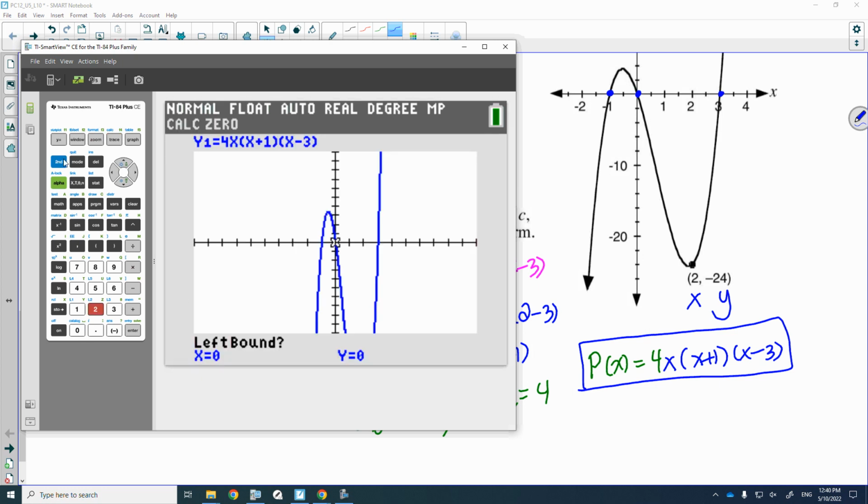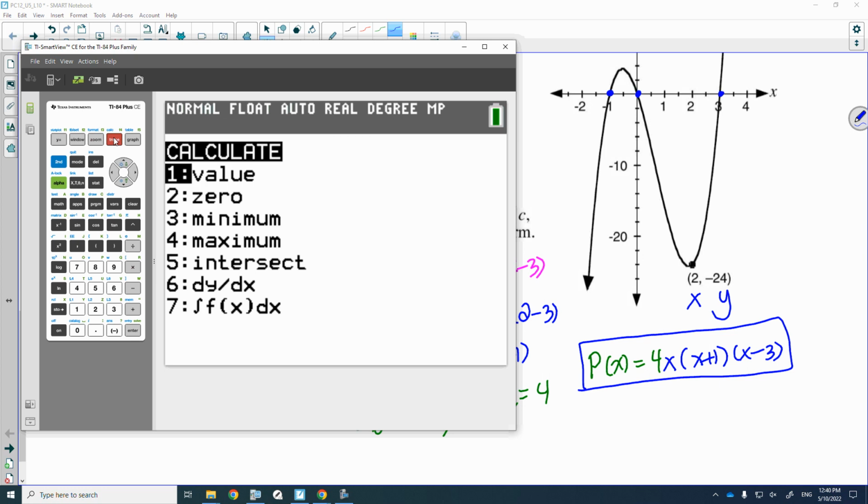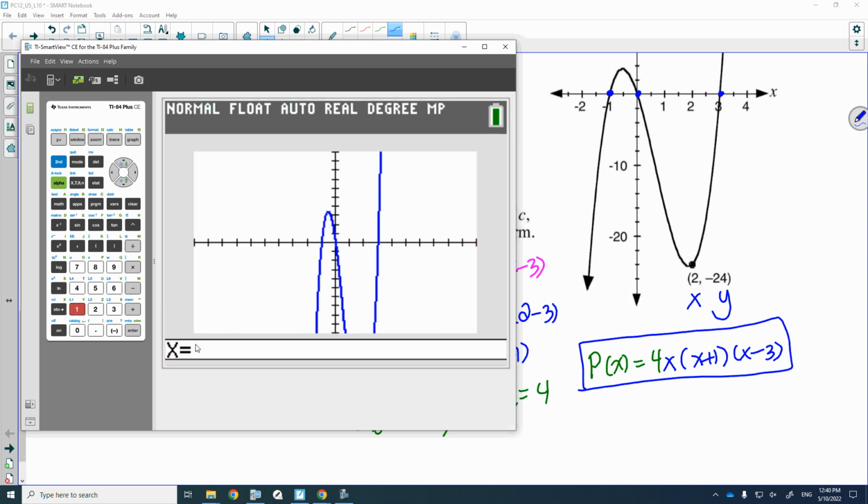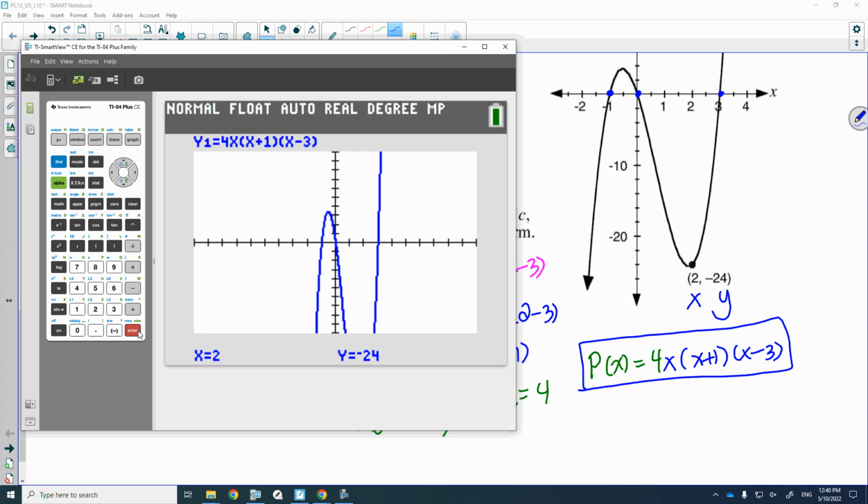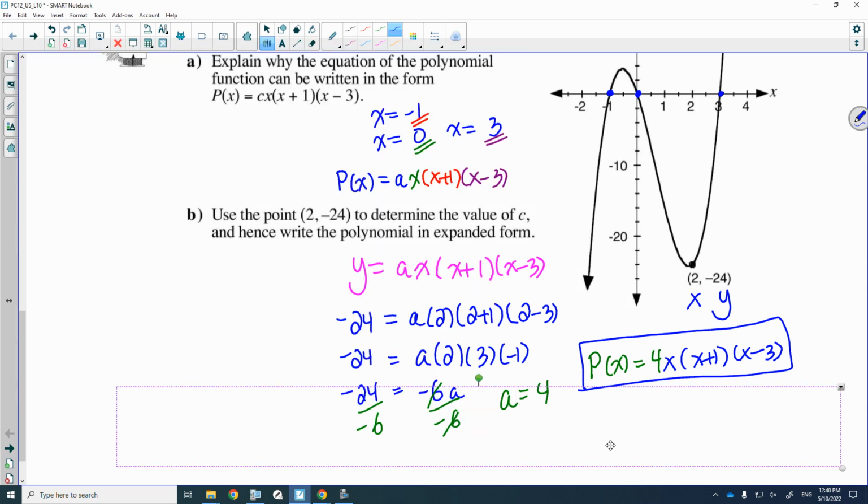Oops, second trace, sorry, number one, a value. And you could punch in any x number here. And what I like about this is we could punch in a decimal if we wanted to, where the decimals are not on our table. So when x is 2, y is negative 24.